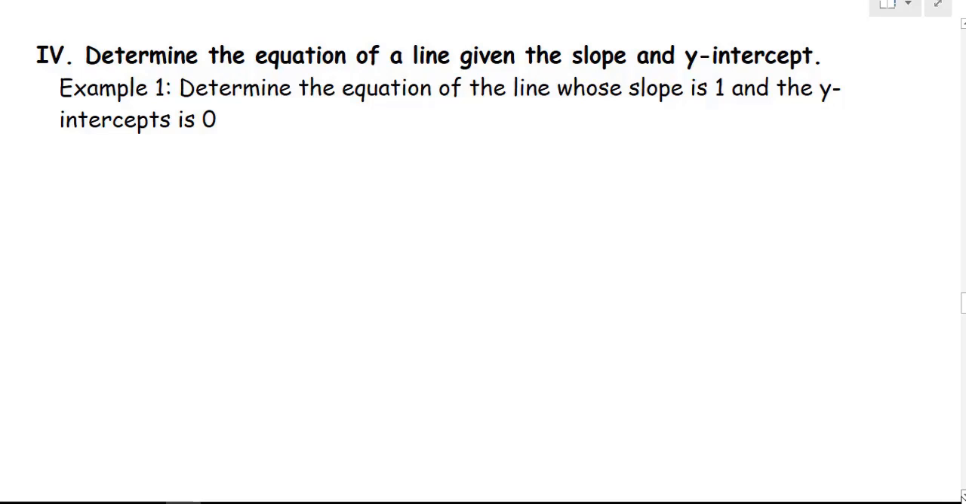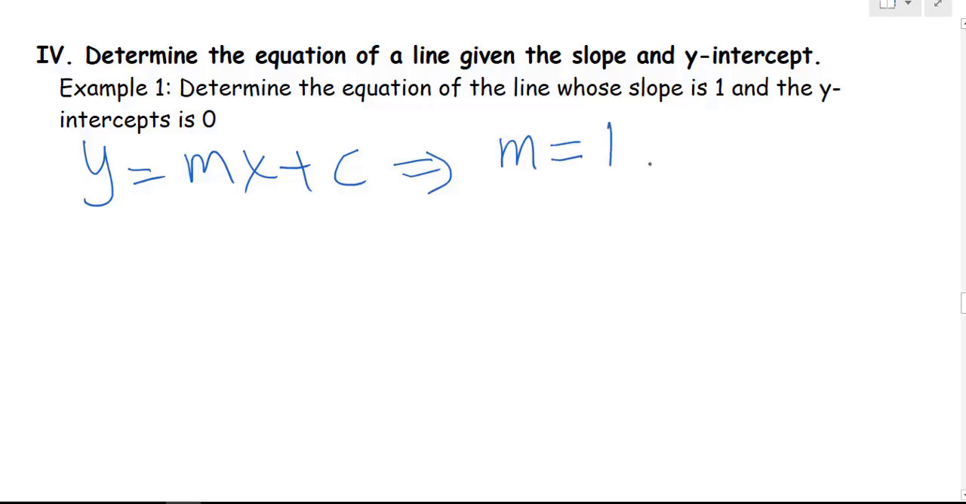Example number 1 under the category is determine the equation of the line whose slope is 1 and the y-intercept is 0. Therefore, from the general equation of a straight line, we have y = mx + c. Realize that our gradient or slope m is equal to 1 and our intercept c is equal to 0. Therefore, our equation becomes y = 1x + 0, which is simply y = x.